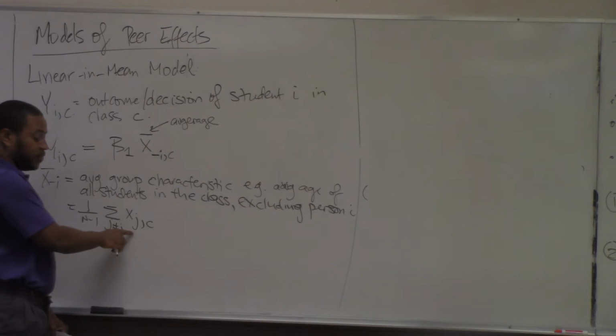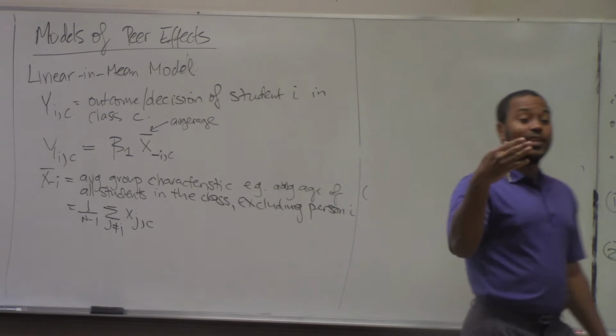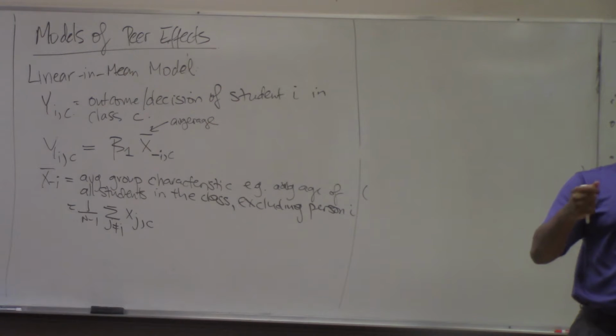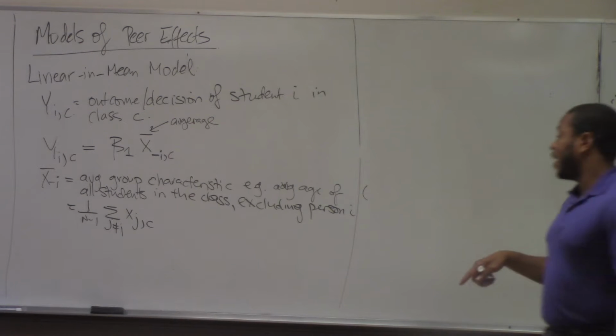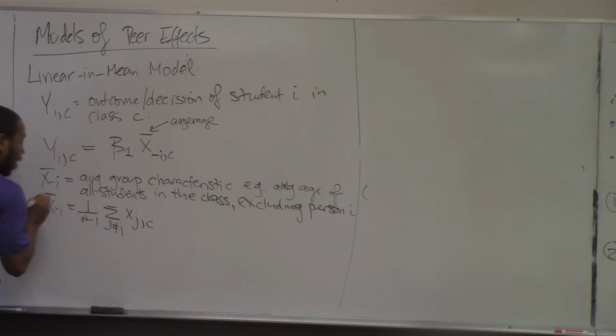So we just take this index here, j, to represent each person j in the classroom. And we sum over all of the ages of everybody in the classroom, excluding person i, and then we divide by 1 over n minus 1. Okay, this is the average characteristics here, because we want to get the peer effect.